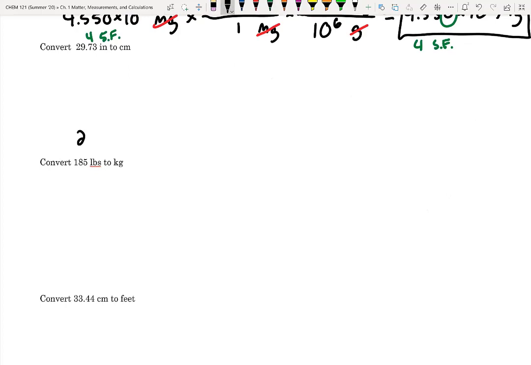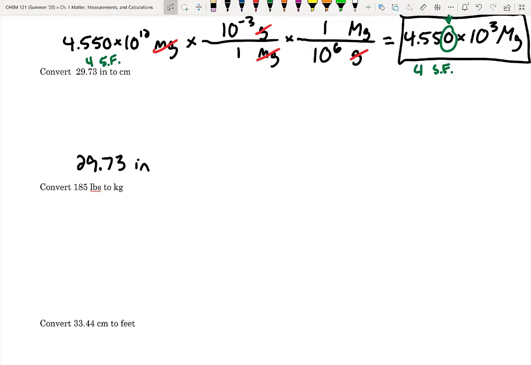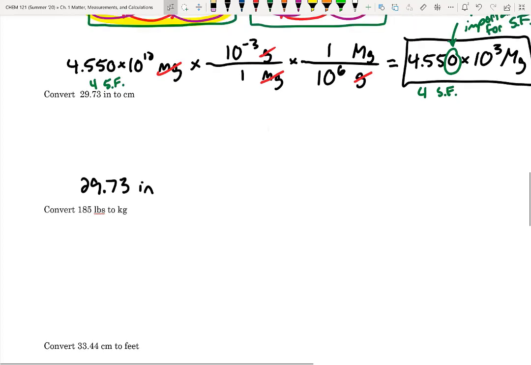We've got 29.73 inches, and we want to get that to centimeters. So this is going to be an unusual one because inches aren't a metric unit. The metric unit for length is always going to be meters. So let's go ahead and see if we can find a unit conversion for inches. And this would be one I don't want you to memorize.